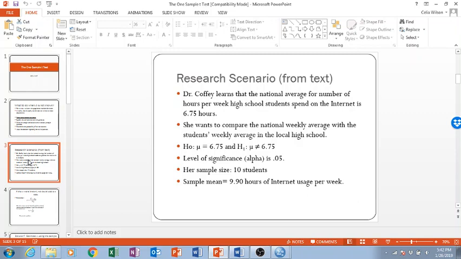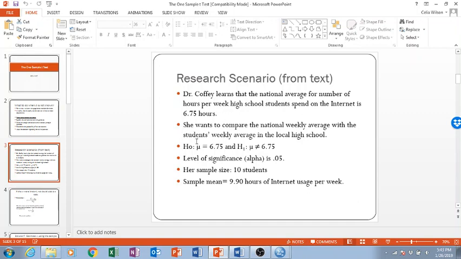Whenever we do make the transition to SPSS. So in this scenario, Dr. Coffey learns the national average for number of hours per week high school students spend on the internet is 6.75 hours. She wants to compare the national weekly average with the students' weekly average in the local high school. So she believes a one sample or single sample t-test is appropriate for this because she does have one sample, so students in her local high school, and their weekly average compared to the national average spent on the internet.